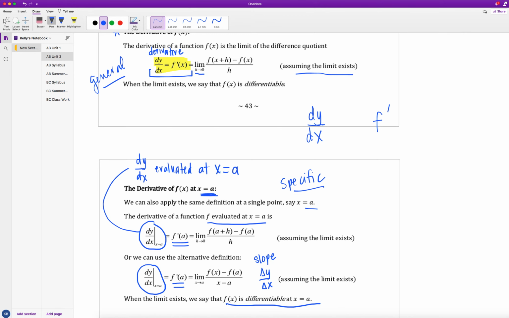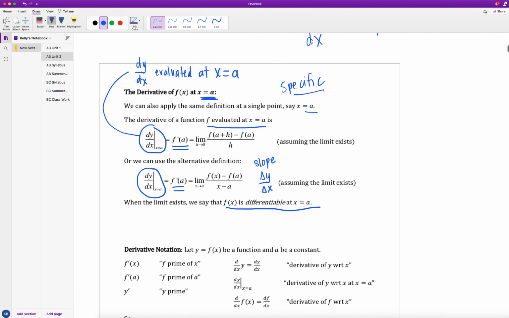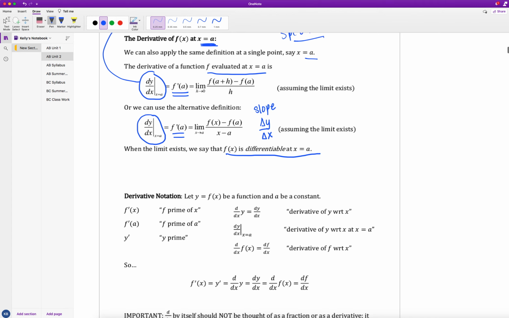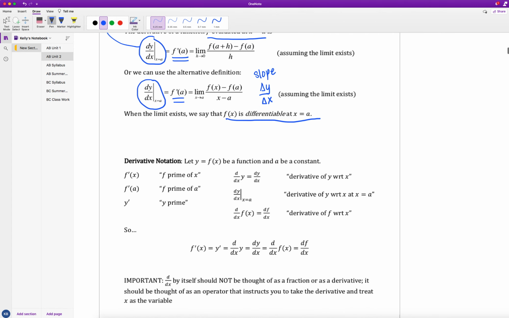Now for notation, we do have some more notation that can come into play, depending mainly on if I'm using y equals or f of x equals. So on the left-hand column here, we have all the prime notations and how we would pronounce those. Then on the right, we have all of our operator notations. So if I have a function y equals f of x, and I have some constant a, for the prime notation, there's a couple ways we could write this.